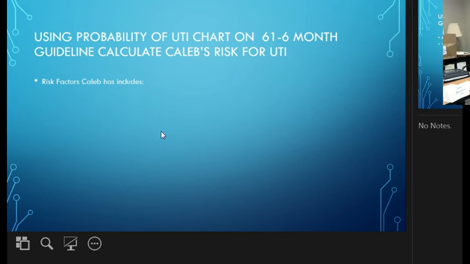Now, on the 2 older kids' fever guidelines, you're going to see this nice little UTI risk calculator. And so I'd like for you to look at that now. It's, again, on the right hand column, about 1/3 of the way down. It has UTI risk factors and then a probability of UTI chart. So let's count up Caleb's risk factors, shall we?